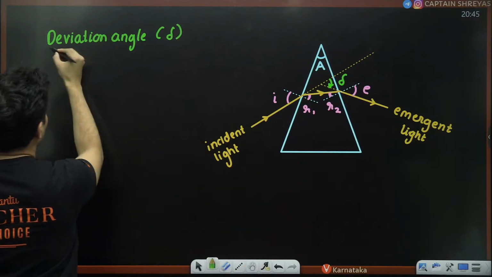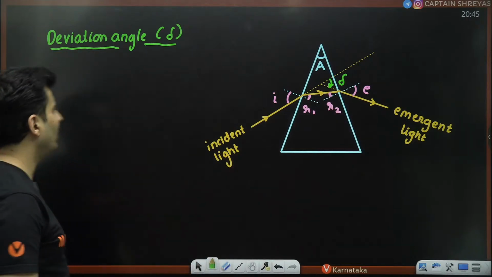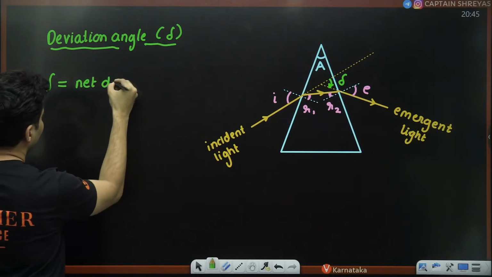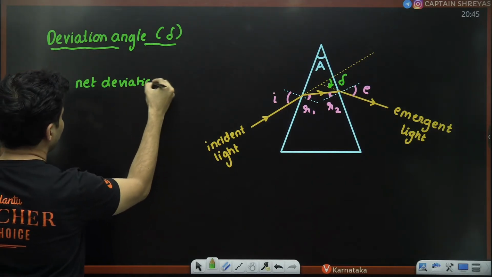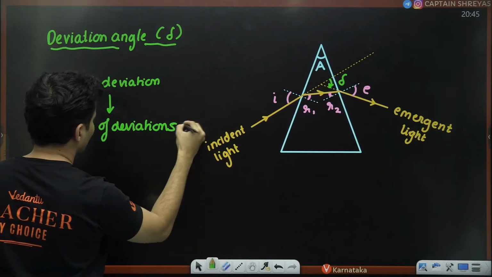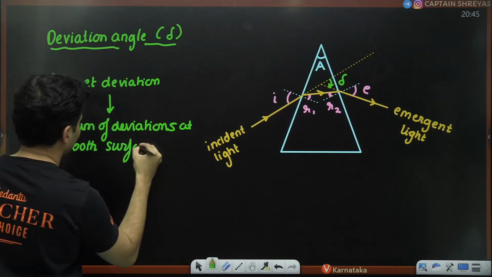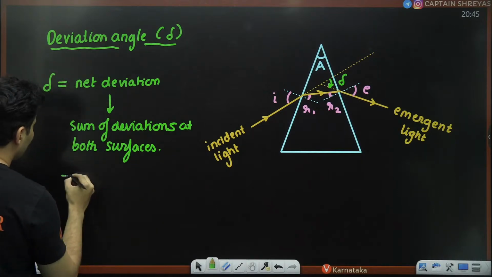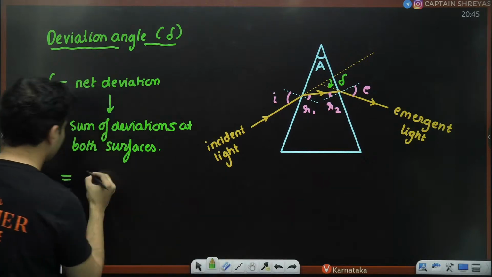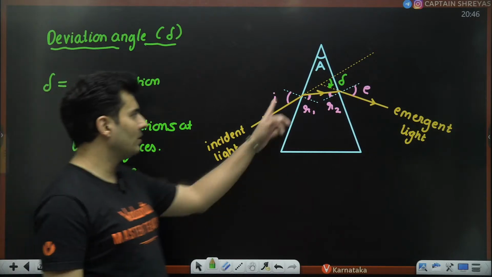Now, this particular delta that you see can be found out in the following manner. This net deviation is basically the sum of deviations at both the refracting surfaces. So you will have addition of two terms, deviation at the first surface plus the deviation at the second surface. Now you might be wondering, what is the deviation on the first surface?